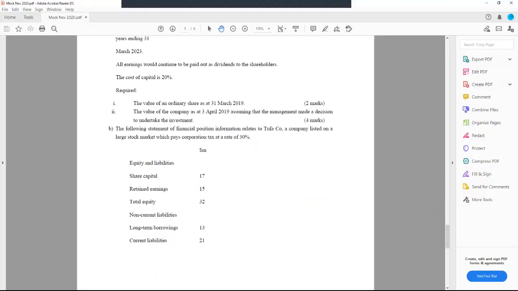There's a question in the mock. I hope all of you definitely have the mock paper. There's a question there which I think we can do. Let's do the one on the mock. It's question 5B, question 5B on the mock paper.